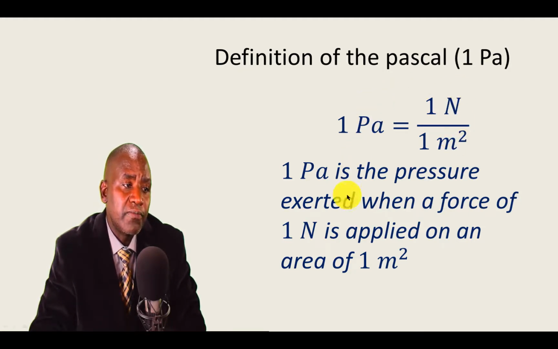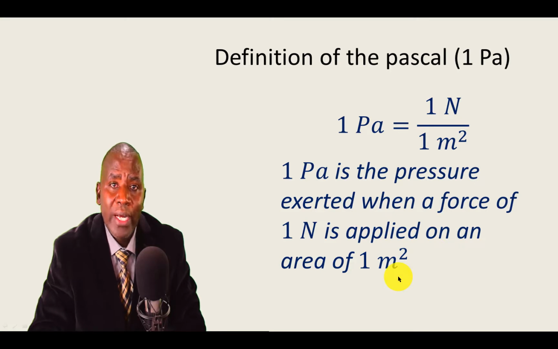At this point, there is the word applied normally. So it is important to add that word there. So it should read: 1 Pascal is the pressure exerted when a force of 1 Newton is applied normally on an area of 1 square meter. And that is how we define the Pascal.